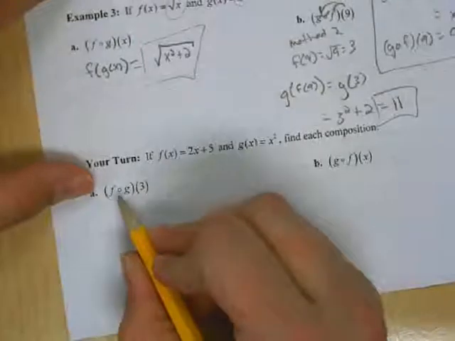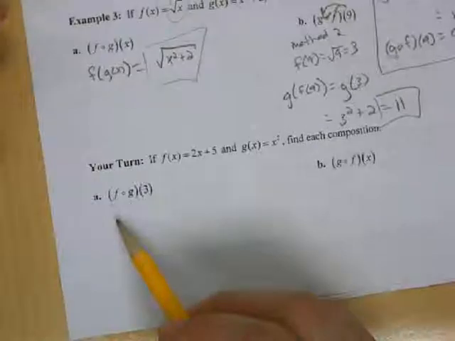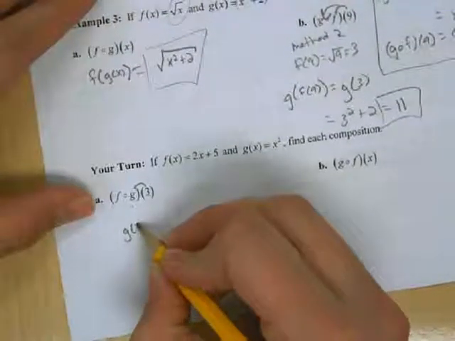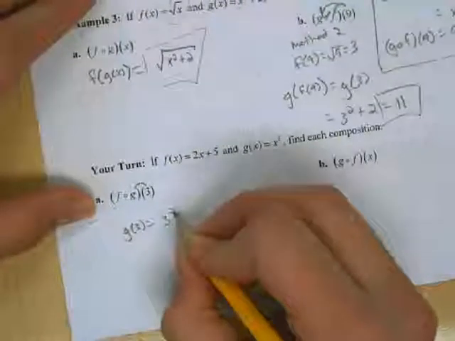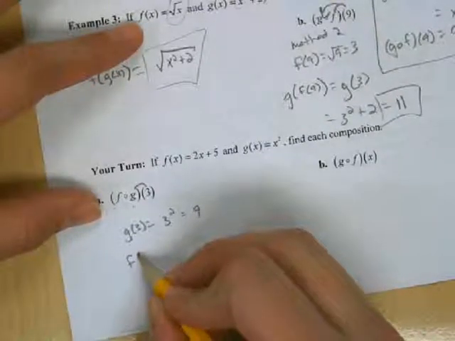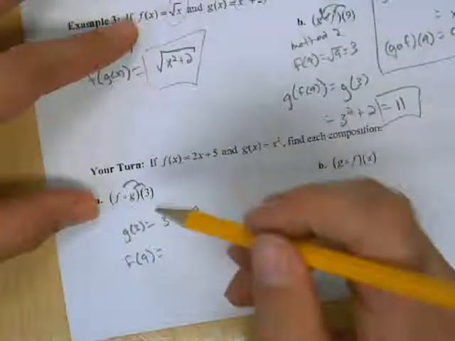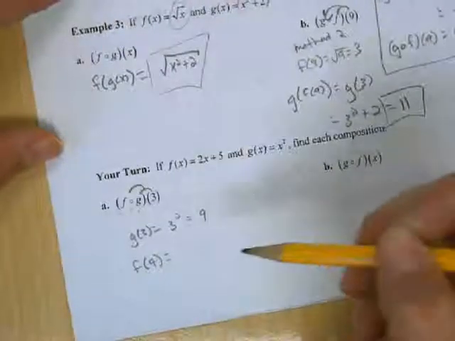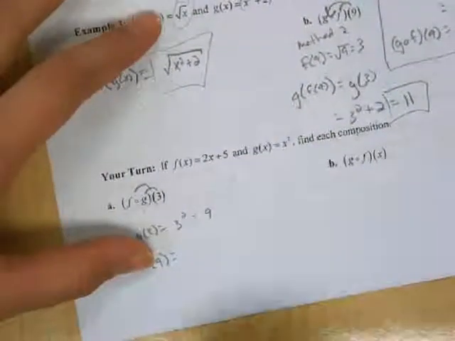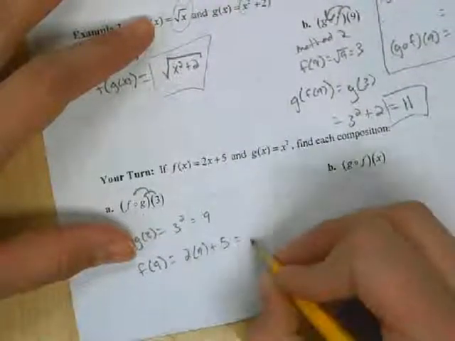f composed of g of 3. The way that I'm going to do it, since I don't have f of g of x already, I'm just going to start from here. I'm going to go 3 into g. So g of 3 is 3 squared, which is 9. And then I'm going to take that and do f of 9. Plug that into f because we're substituting. Remember I told you it's a double substitution here. 3 into g first, it's compositions. And then we take g of 3 and plug that into f. So f of 9. So that's going to be 2 times 9 plus 5, which is 18 plus 5, which is 23.